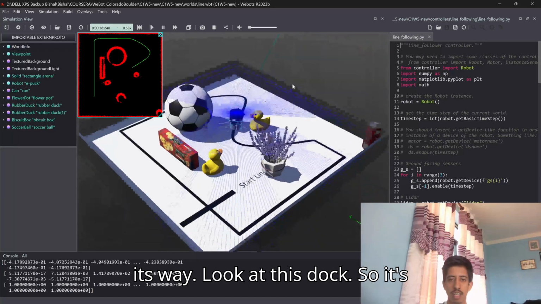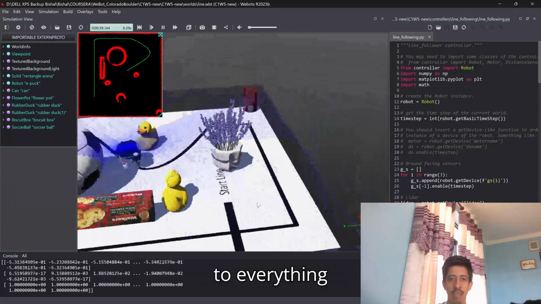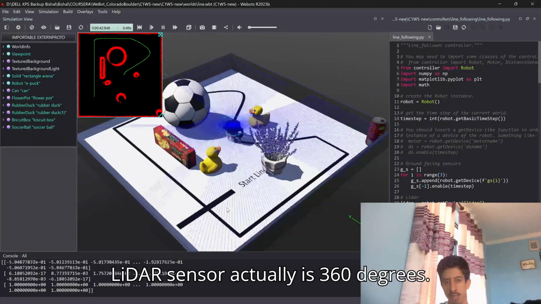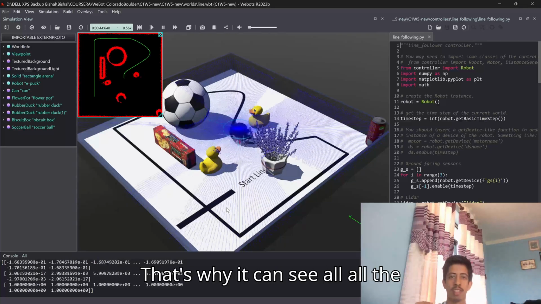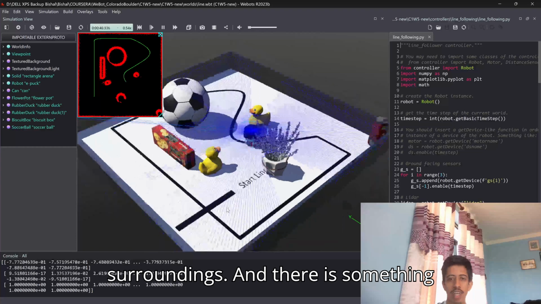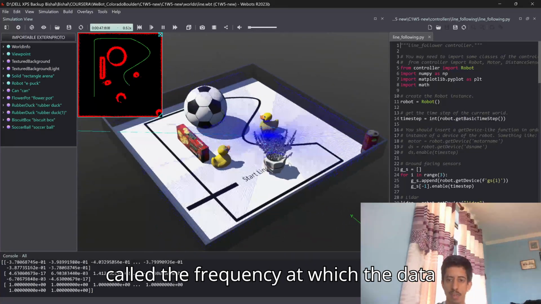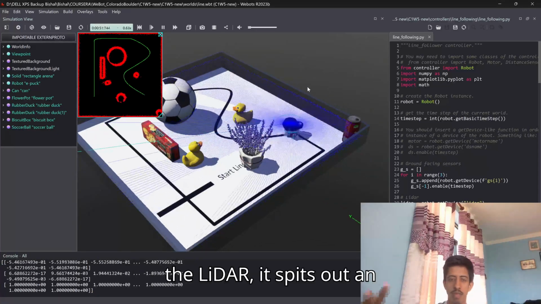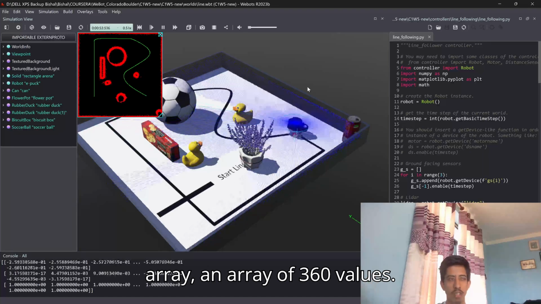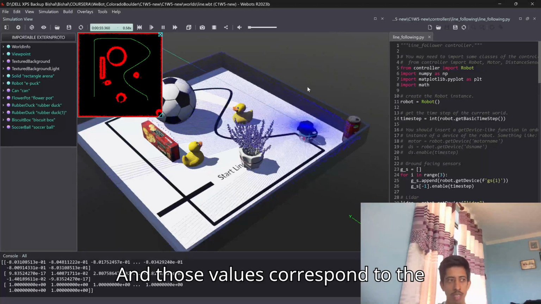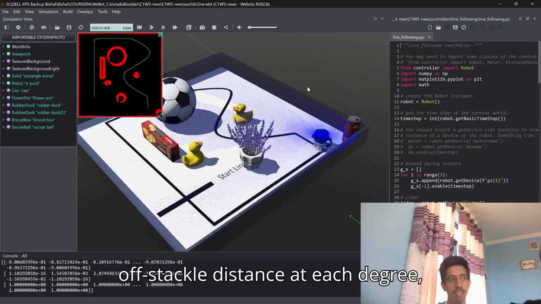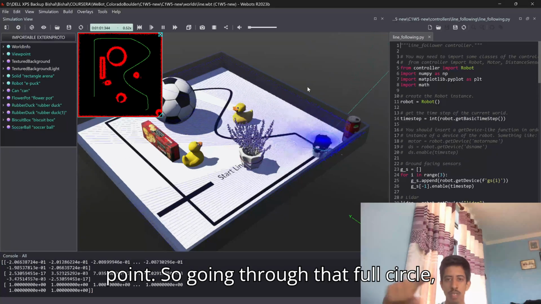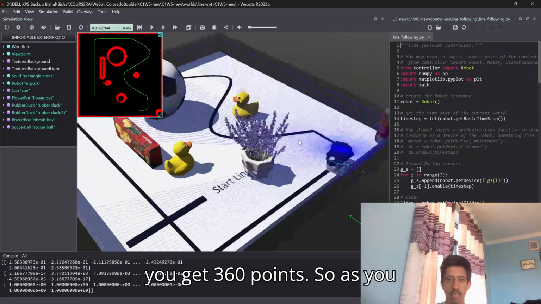Look at this duck. It's projecting its rays to everything around it. The field of view of this LiDAR sensor is 360 degrees. That's why it can see all its surroundings. And there is something called the frequency at which the data is being acquired. Every time, the LiDAR spits out an array of 360 values, and those values correspond to the obstacle distance at each degree, right? So for 1 degree there is 1 point. Going through that full circle, you get 360 points.